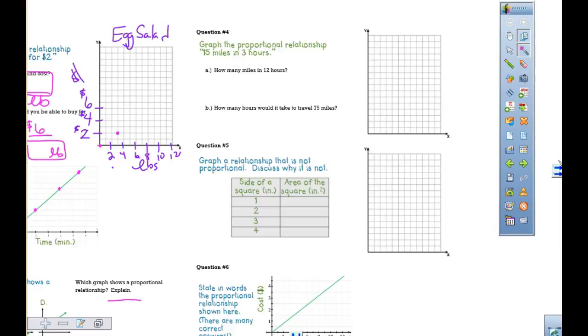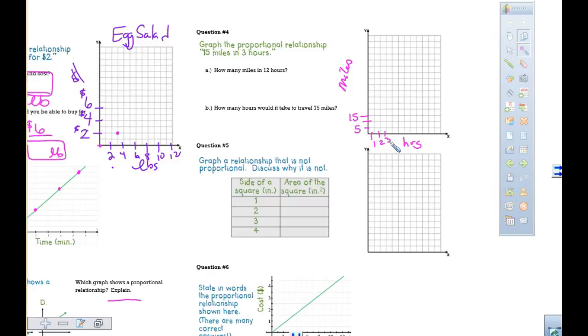number 4. As I'm looking at number 4, my hint would be that you might want to have your scale, because it says 15 miles in 3 hours, so you're going to have your hours, and you're going to have your miles. And I would probably go up by 5s for my miles. 5, 10, so this is going to be 15. And for my hours, I would probably just go with 1s. Okay?